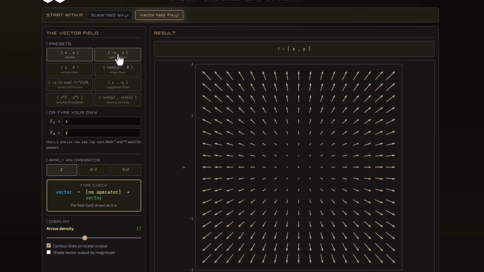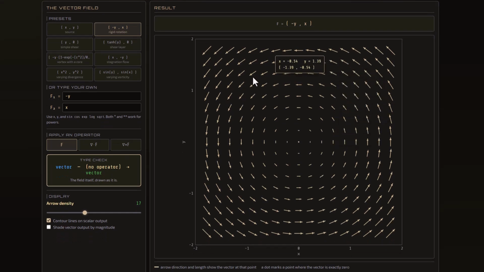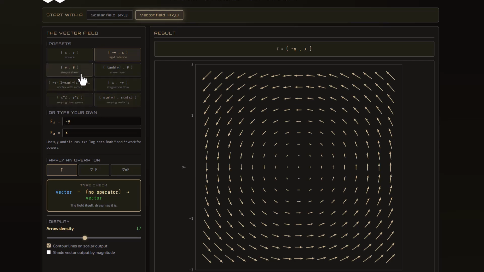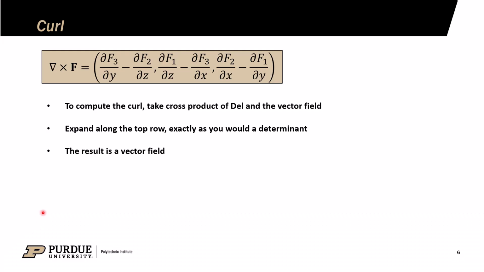And for many of these, if you try this one, for example, again, it doesn't seem like flow is coming in or out from anywhere. It's just swirling around. And if we take, let's try this one, the partial of f1 with respect to x, that's going to be 0. Partial of f2 with respect to y, that's going to be 0. And again, I get 0 everywhere. So I encourage you to play around with this, try the different functions, and take a look at the divergence field. The next vector operation to cover is the curl.